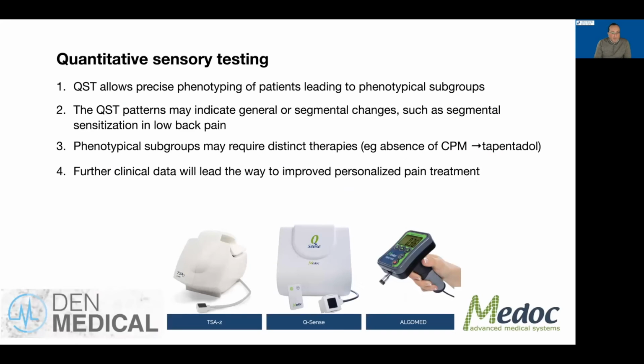So we come to the end of my presentation. We've talked about, in very general terms, quantitative sensory testing, and we see that QST allows precise phenotyping of patients, leading to phenotypical subgroups. The QST patterns may indicate general or segmental changes, such as segmental sensitization. I showed you that in the last slide. Phenotypical subgroups may require distinct therapies. We've shown that for lack of CPM and tapentadol, but lots of work is needed there. And further clinical data will lead the way to improve personalized pain treatment.